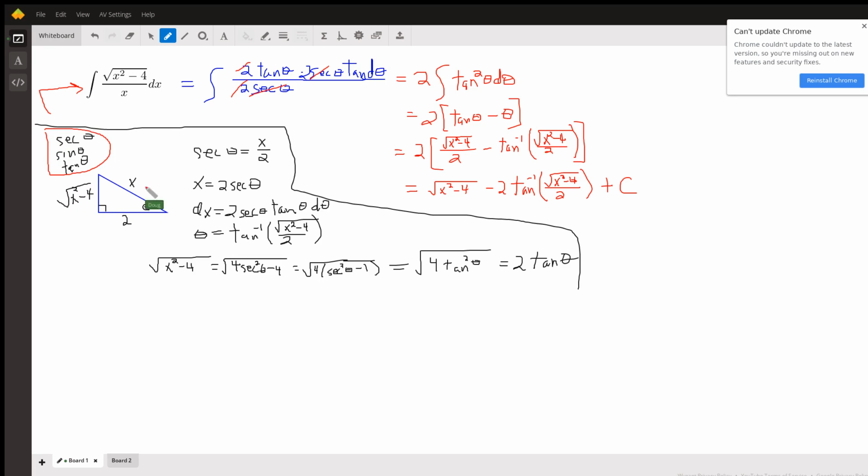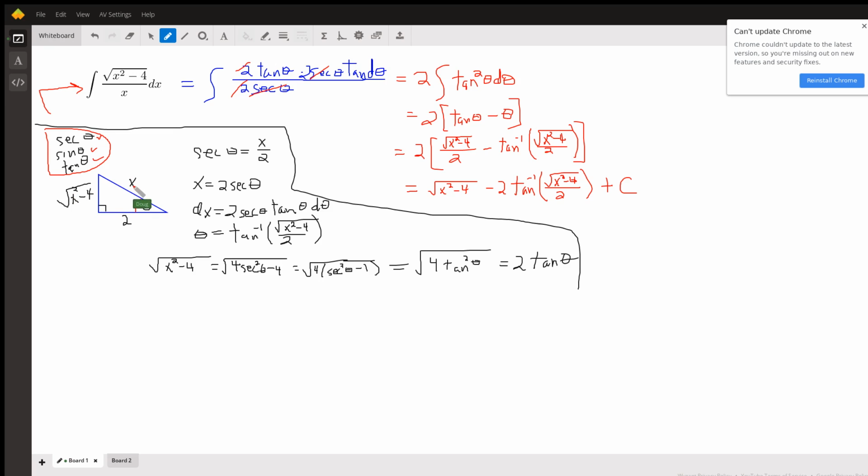you want to try to set up a right triangle where you're going to use one of these three trig ratios. And you like to end up with x in the numerator and a constant in the denominator. So here's a little right triangle with this angle theta. The fact that it's x squared minus 4 means that x is going to be the hypotenuse, and we're subtracting the square of one of the legs to get the other leg.